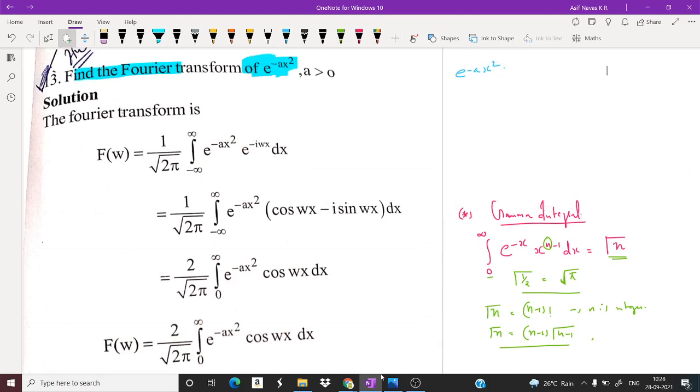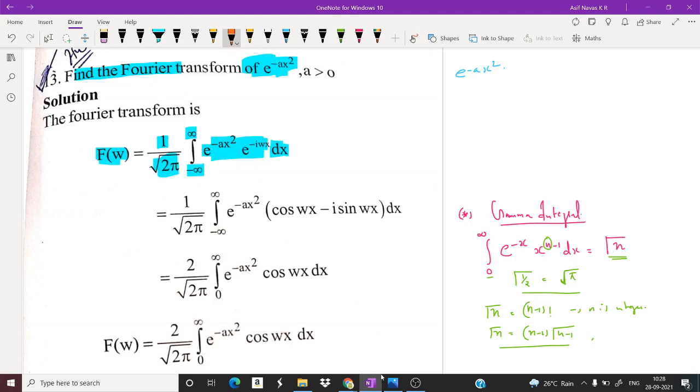Now what we will do is integrate. We have to find this integral: F of omega is 1 by root 2 pi, integral from minus infinity to infinity, e raised to minus ax square into e raised to minus i omega x dx. If we combine, you will get e raised to minus x square plus minus i omega x, so you cannot integrate this function directly.